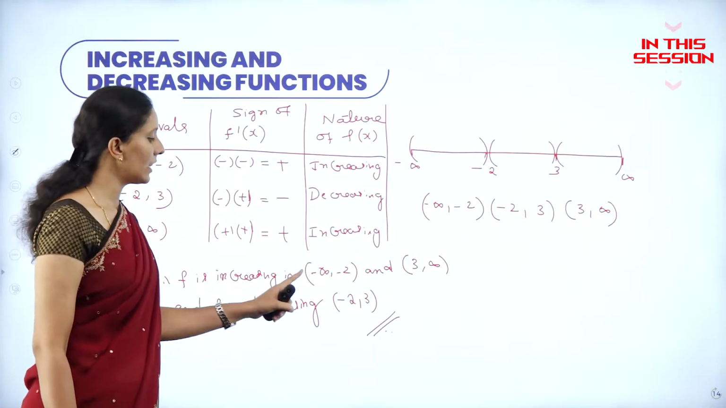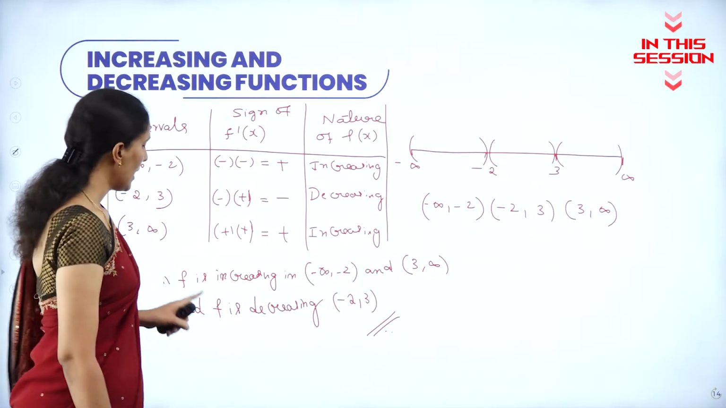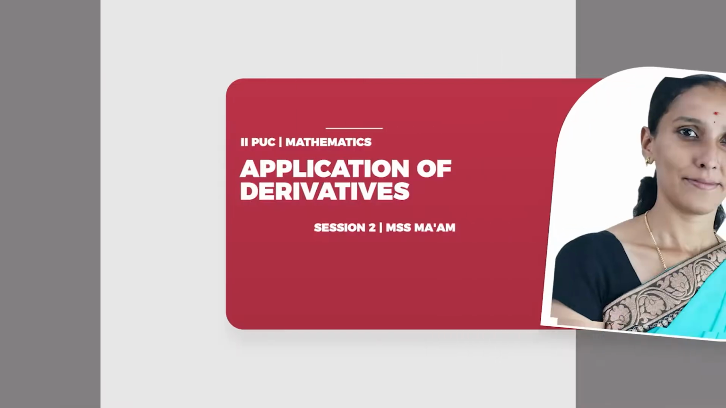F is increasing in the interval minus infinity, minus 2 and 3, infinity, and it is decreasing in the interval minus 2, 3.